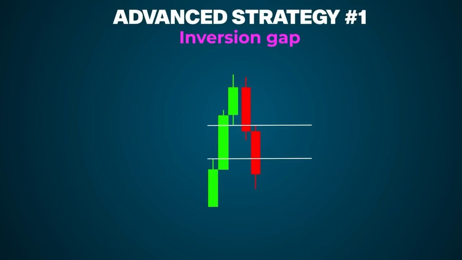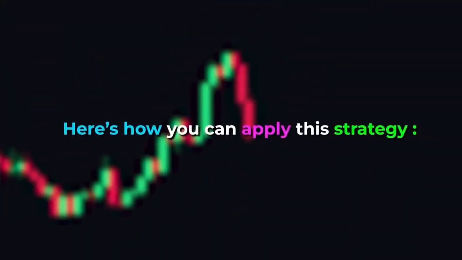Now, just because a fair value gap has been broken once, doesn't mean it's no longer useful. In fact, you can utilize it one more time as an inversion gap, as there's a possibility that price could reject the level once more on its next move. Here's how you can apply this strategy.